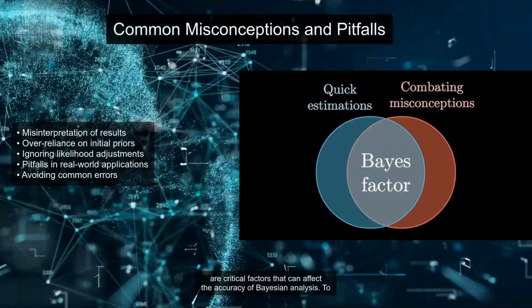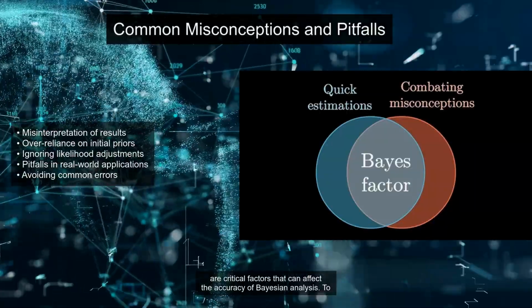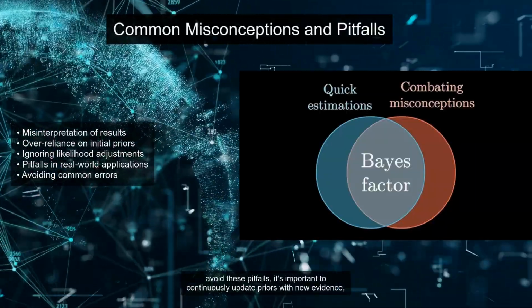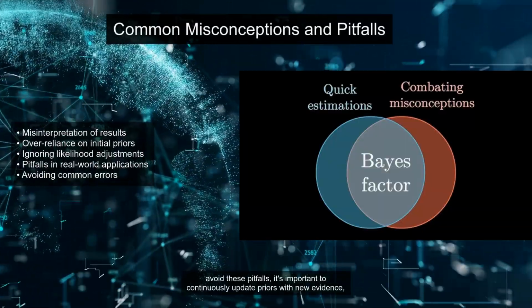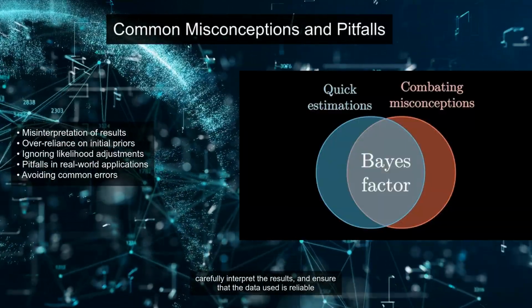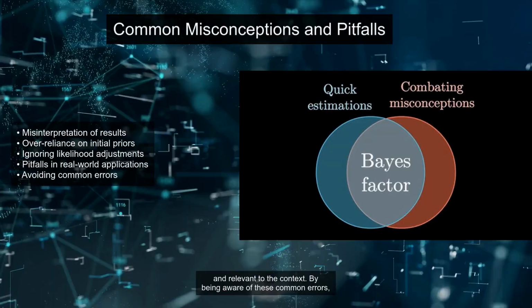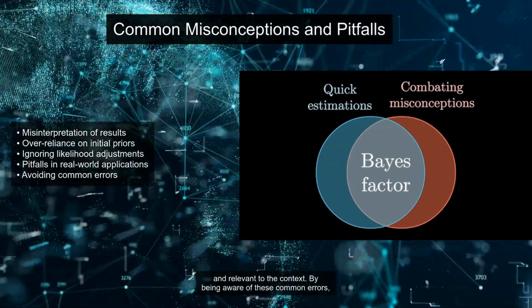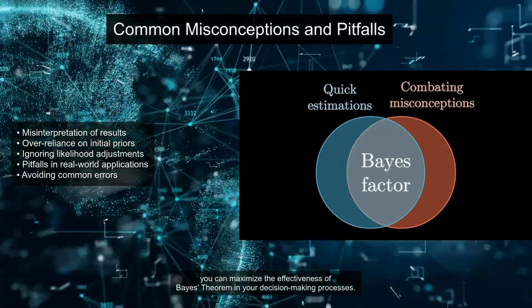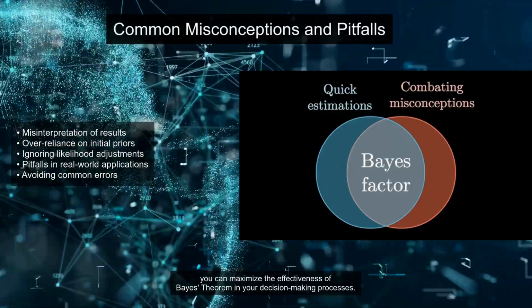In real-world applications, data quality and relevance are critical factors that can affect the accuracy of Bayesian analysis. To avoid these pitfalls, it's important to continuously update priors with new evidence, carefully interpret the results, and ensure that the data used is reliable and relevant to the context. By being aware of these common errors, you can maximize the effectiveness of Bayes' theorem in your decision-making processes.